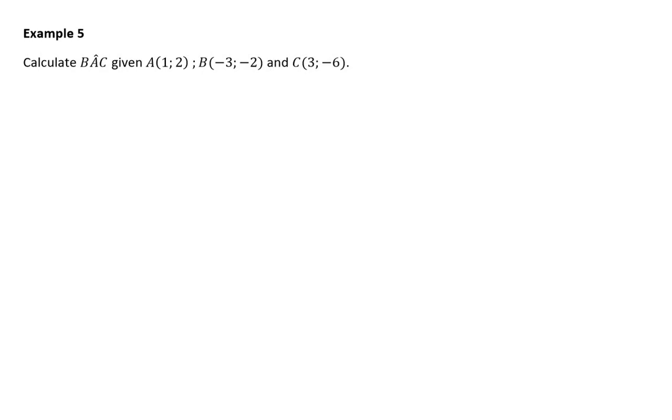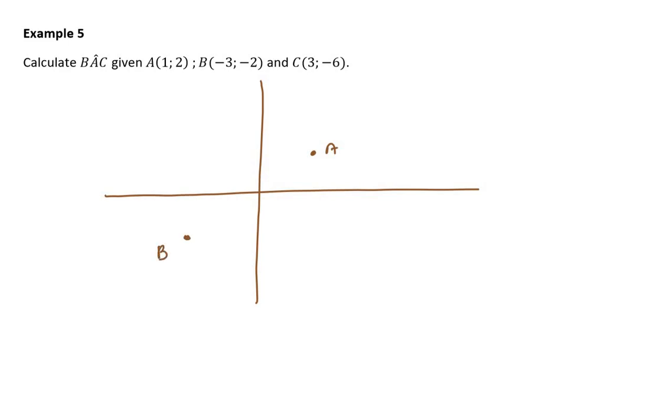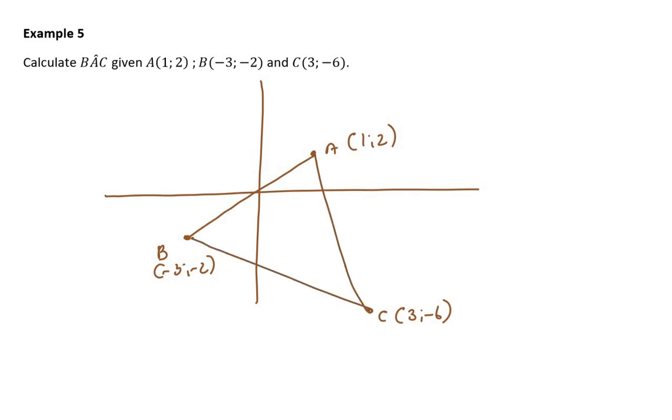Calculate BAC given ABC. Now they haven't drawn it for you, so it simply means that you have to quickly draw it. Now we don't draw it completely accurately, but vaguely. So 1, 2 would be roundabout there. Negative 3, negative 2 would be, I don't know, roundabout there. And 3, negative 6 would be lower. So there's C. So let me label in those coordinates. Negative 3, negative 2. And there's my triangle. Not particularly well drawn, but we don't have time in an exam to draw nicely.